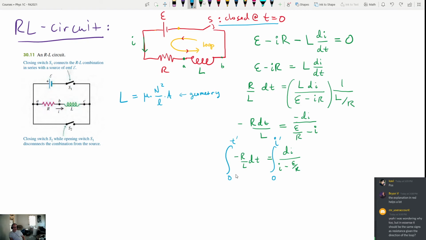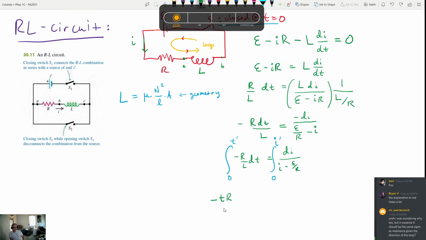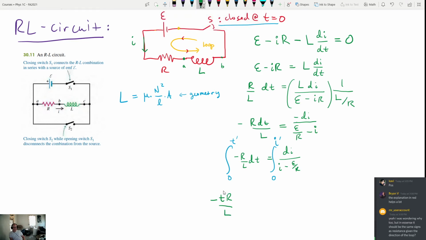So we can go ahead and say that the left-hand side of this equation just becomes negative tR divided by L. This is t prime. The right-hand side of the equation is going to become a natural log function. It'll be the natural log of I minus E over R, minus the natural log of negative E over R.